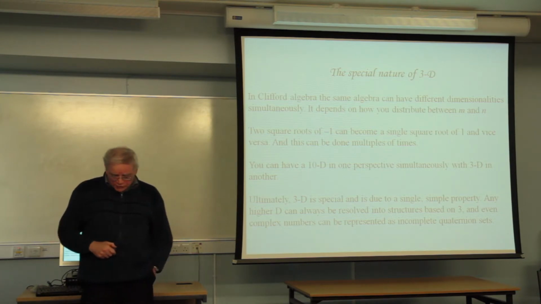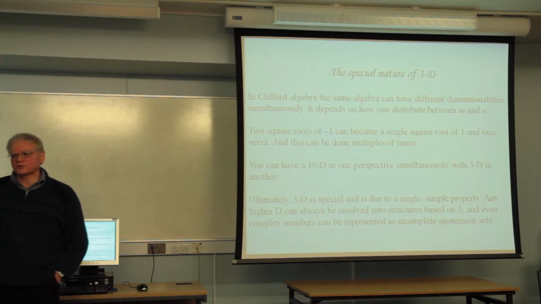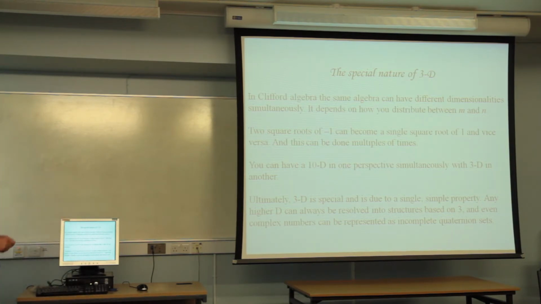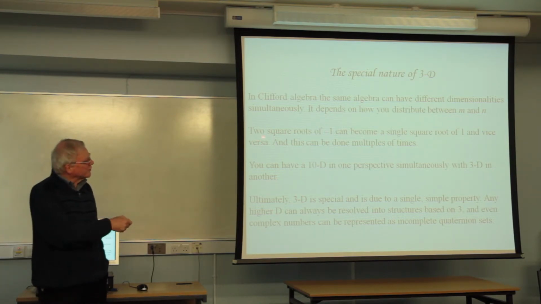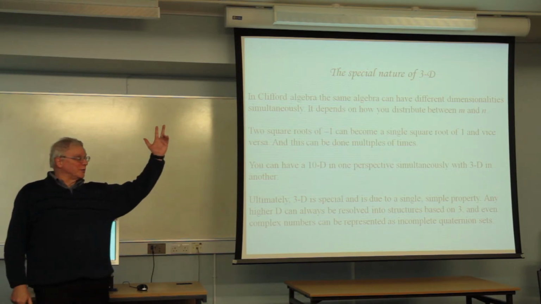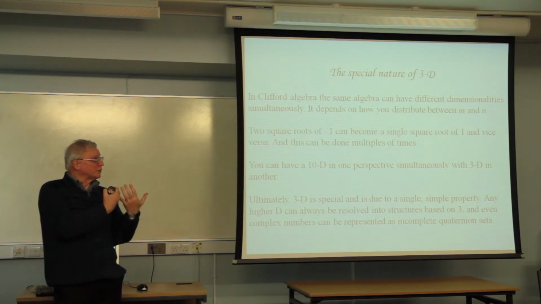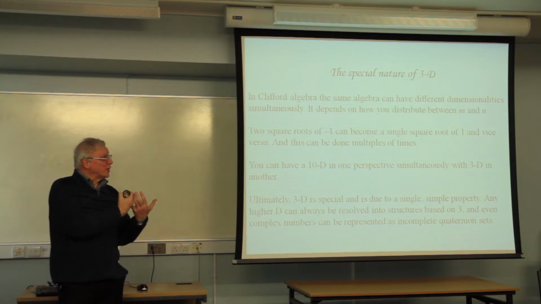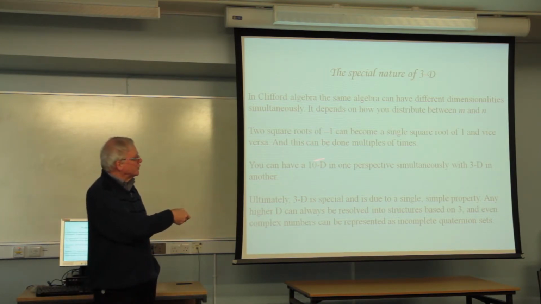Now, I was going to say that the same algebra can have different dimensionalities. This is a very interesting aspect of Clifford algebra, that the same algebra can have different dimensionalities simultaneously. It depends how you distribute between m and n. For example, two square roots of -1 could be considered two dimensions, or they can be considered one dimension because they join together to make one square root of 1. So, depending on how you distribute between m and n, you can do the same algebra in different dimensionalities.